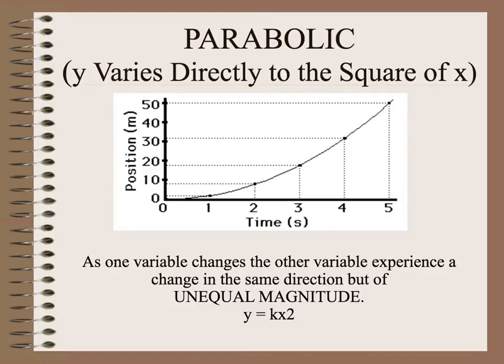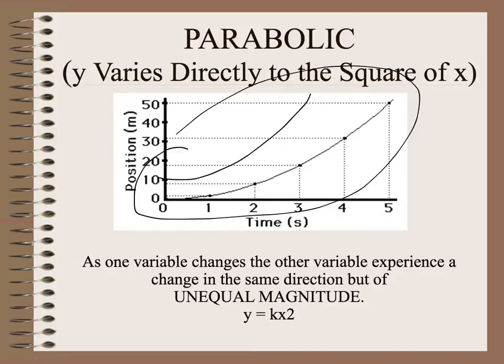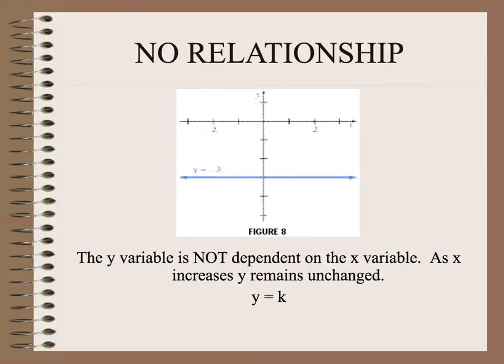Sometimes it's not just as one goes up, the other one goes up. It's a parabolic relationship at times where there's some exponential growth. We'll see this sometimes when dealing with acceleration, when an object is speeding up. More about that later in the year. And sometimes there's absolutely no relation. As time goes on, the dependent variable doesn't change at all. It just stays constant.